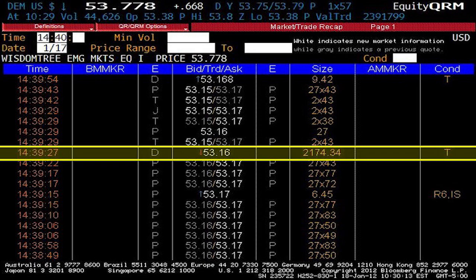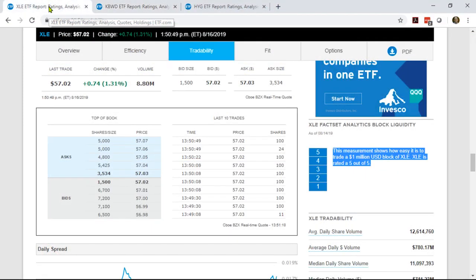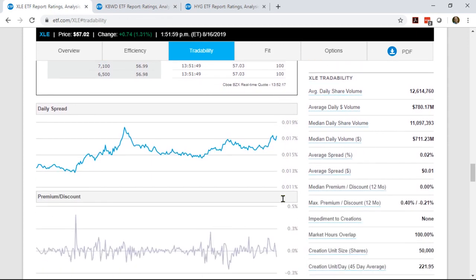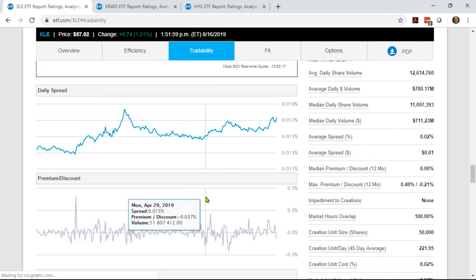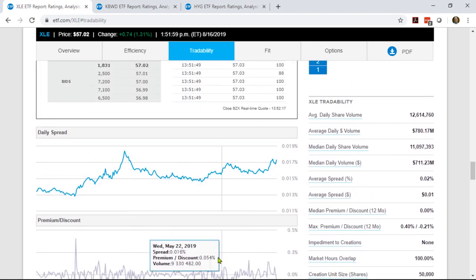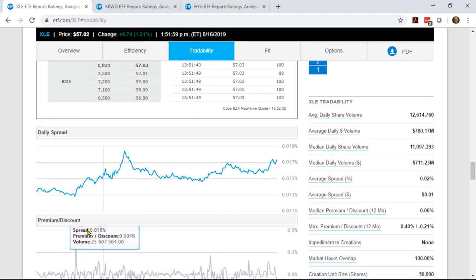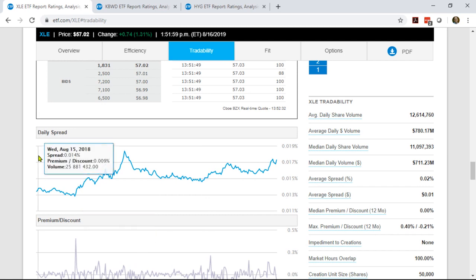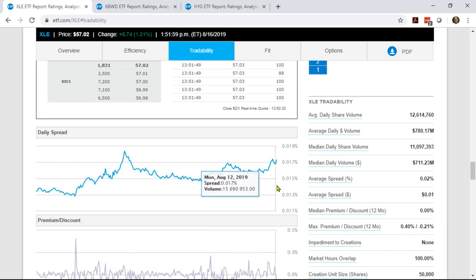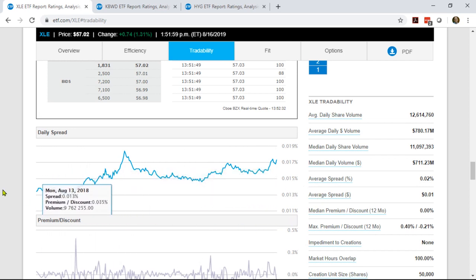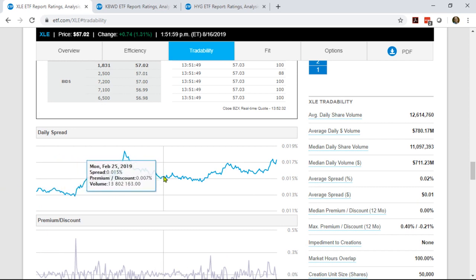So let's go back to XLE here and look at these three big graphs that take up the bulk of the tradability section. The next three metrics are all graphed over the course of a year. The first one looks at the bid and the ask price on any given day, and this is an average over the course of that trading day. You'll notice for XLE here that these are extremely tiny numbers. Quite frankly, that's fantastic. That's as good as it can get.